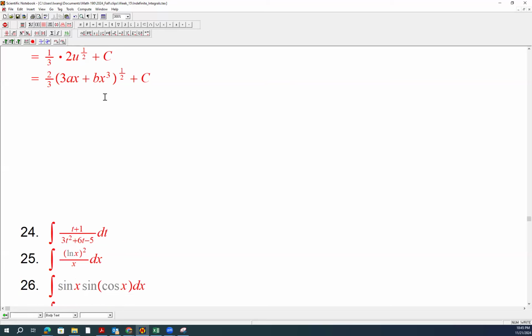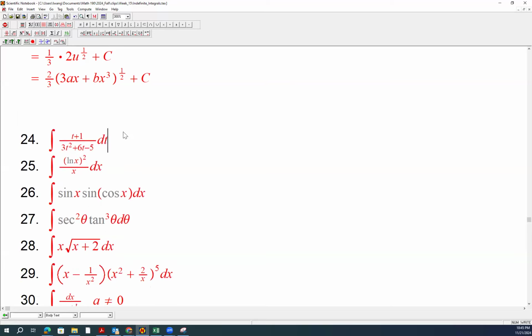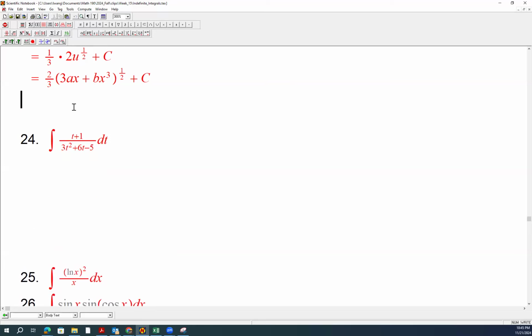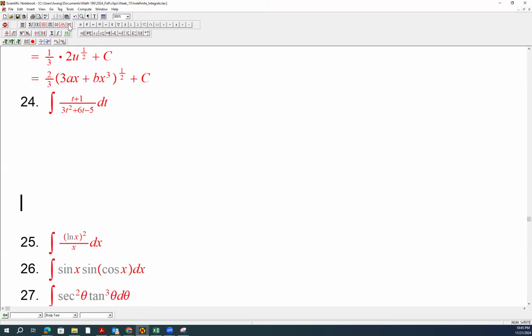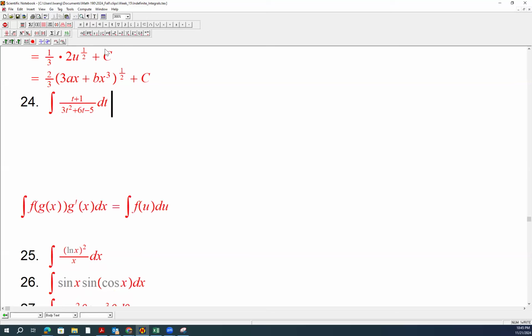24. I'm going to introduce the entirety of the denominator as u. See what happens, because that would make things easier. Du, excuse me, would equal 6t plus 6 dt.